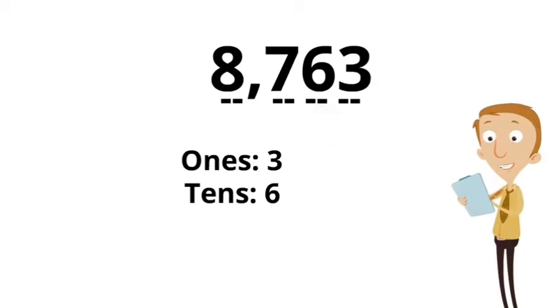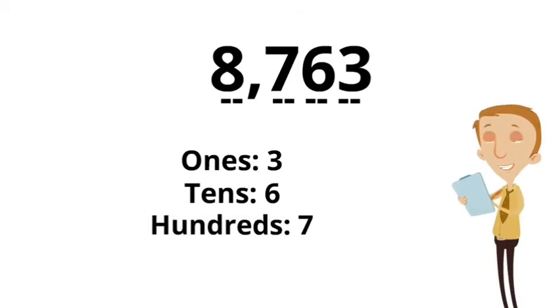Now, what digit is in the hundreds column? Please, pardon me. If your guess was 7, then you are right. 7 is in the hundreds column, so 700. Now the last one.